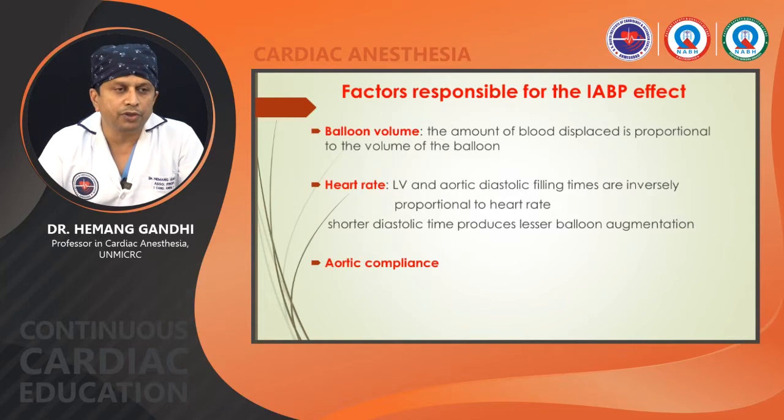So if this volume is low, then this diastolic augmentation might be low, or the balloon will not properly affect the hemodynamics. The heart rate: if tachycardia is there, it reduces the diastolic time. Thus, LV and aortic diastolic filling times are inversely proportional to heart rate. Thus, it reduces the balloon augmentation. And aortic compliance, the same. If aortic compliance is high or very low, that will also affect the balloon by reducing the balloon effect.